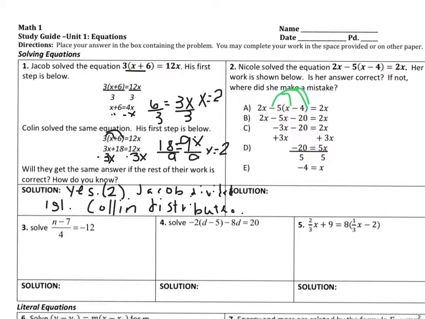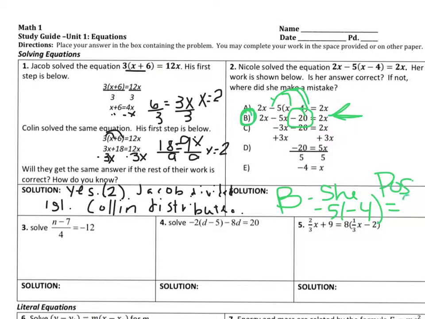Well, let's take a look at what Nicole did here on line 2. We can go ahead and circle this. She said that negative 5 times negative 4 was a negative 20. And we know that two negatives multiplied together gives you a positive. So her solution would be, where did she make her mistake? B. And say something like negative 5 times negative 4 equals a positive 20. And that would get you a correct answer on that one.